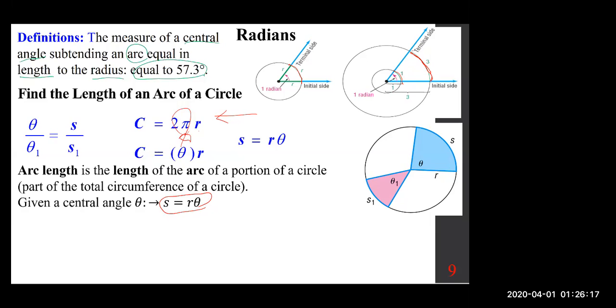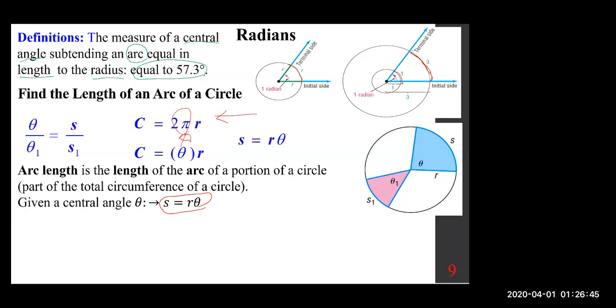So to recap this quickly, in essence, arc length is a portion of a circumference of a circle. Circumference covers a whole revolution, 2 pi radians, and therefore the circumference of 2 pi r corresponds to arc length S equals R theta.